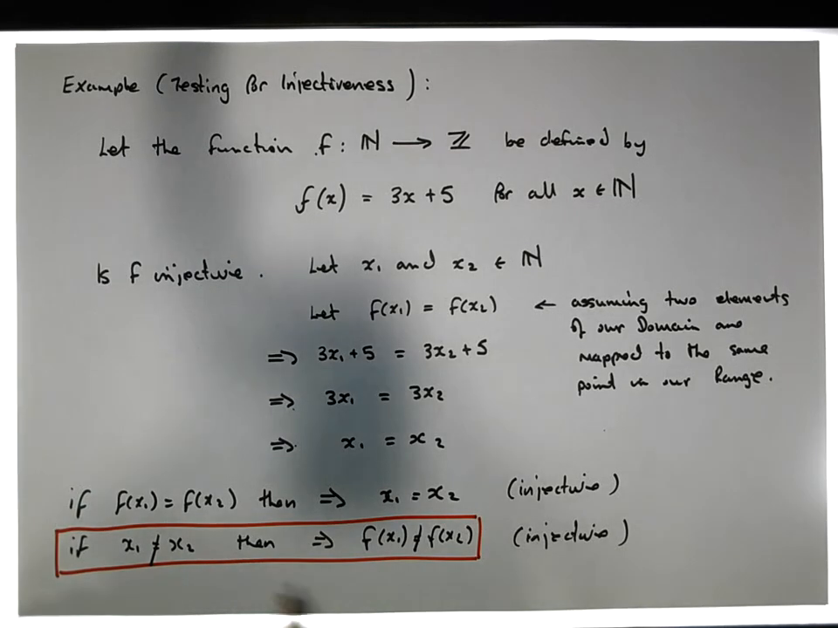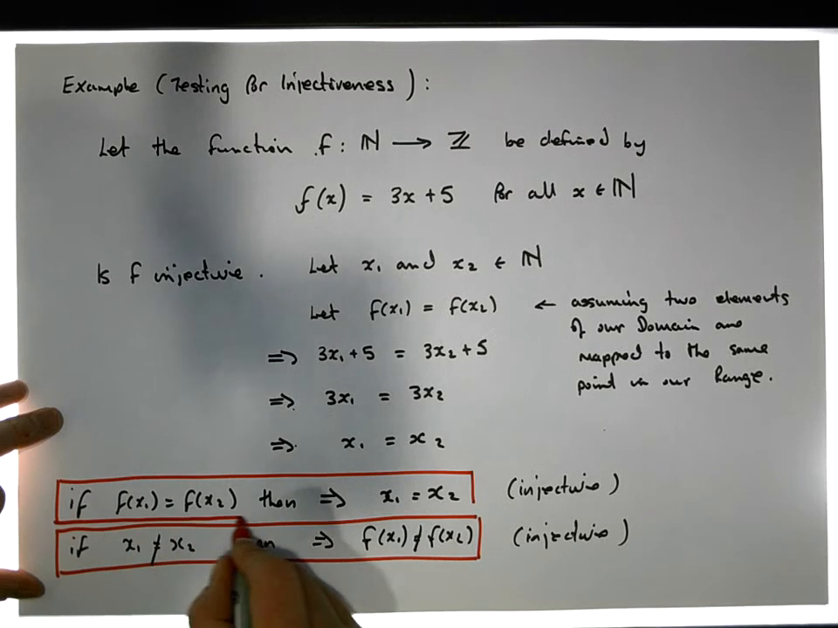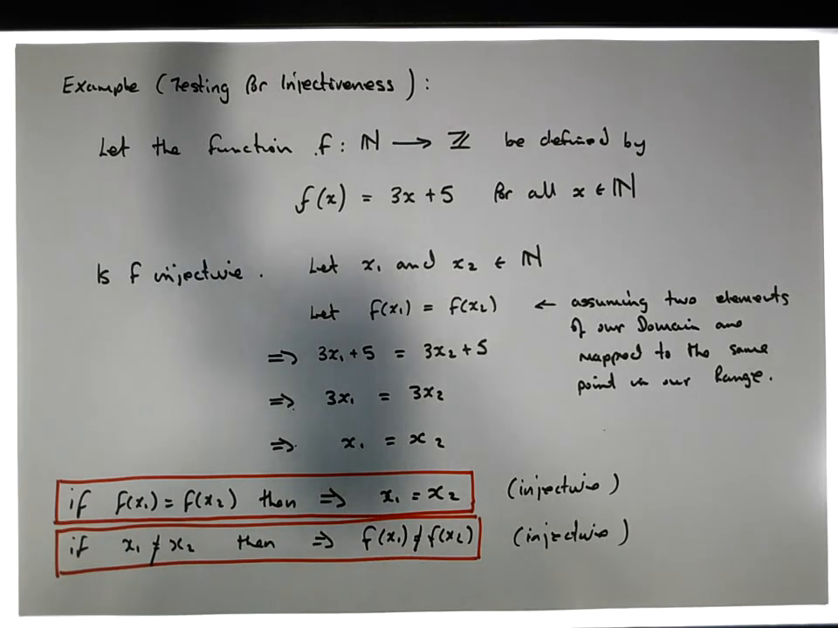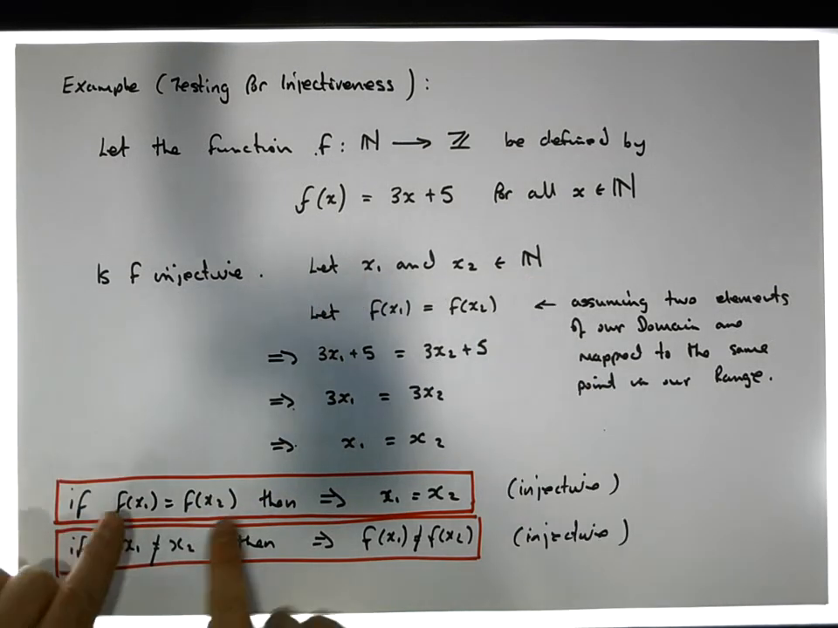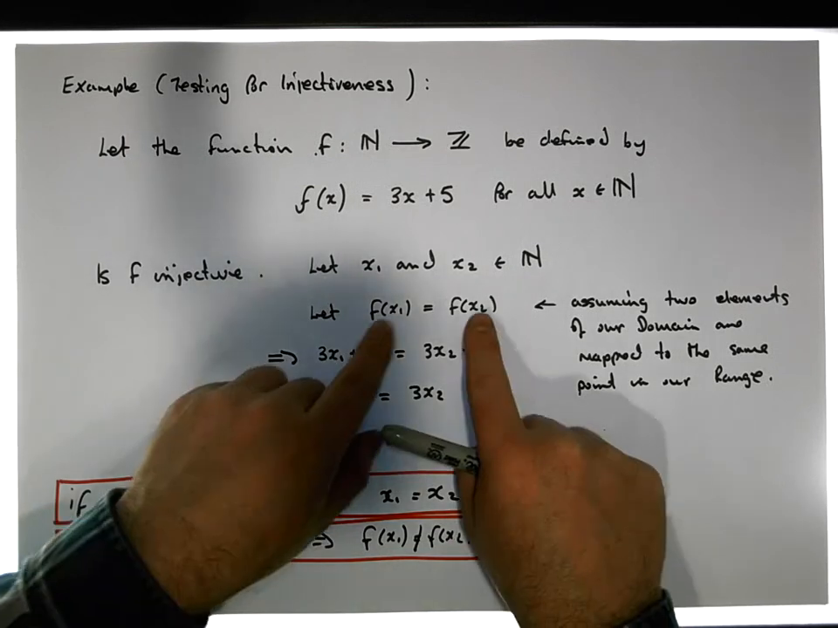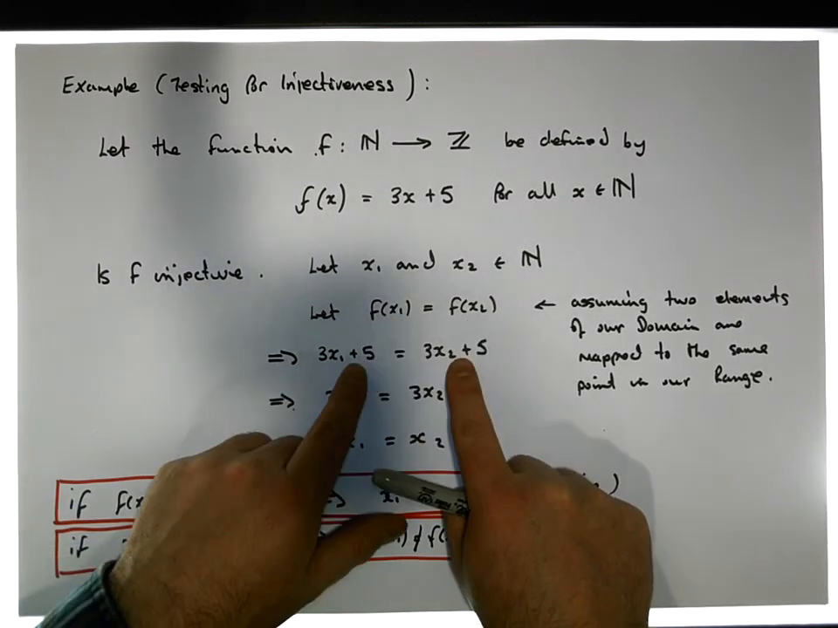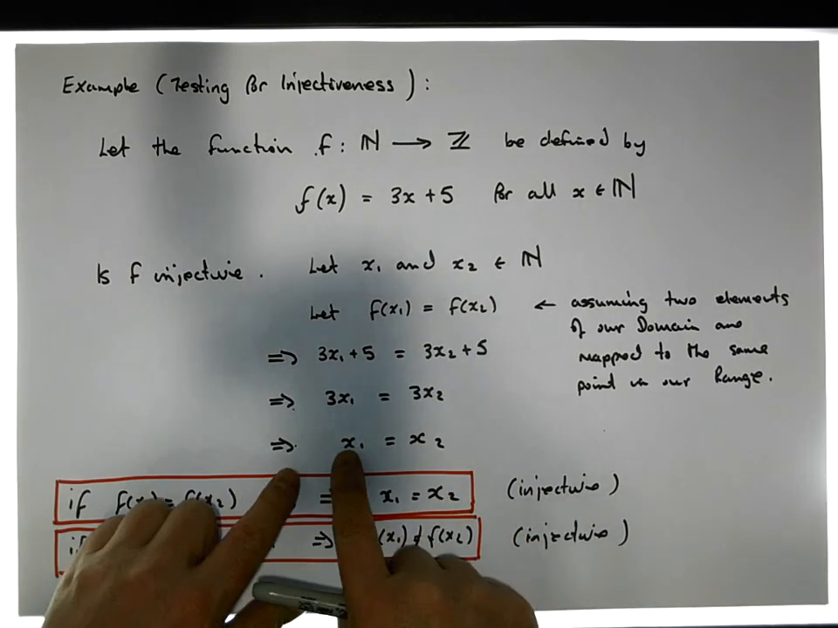I like to use this approach here, which is sometimes a little bit handier. Let's just choose two values from our domain. Let's apply the function to them, mapping those two values to where they would go in the range. That's f of x1 and f of x2. Let's set them equal, and see what the consequence of them being equal is. In this case, we have that x1 is equal to x2.